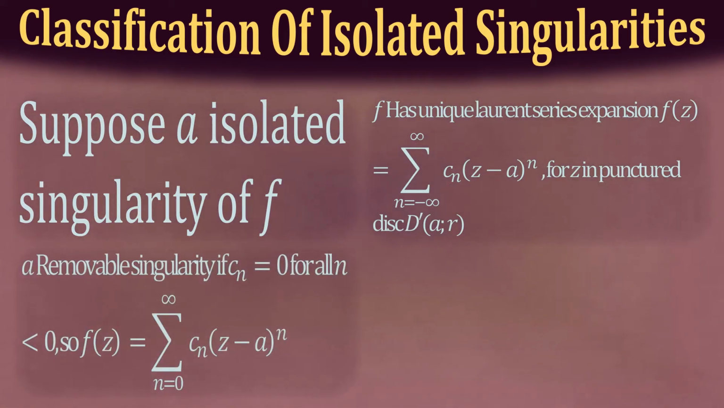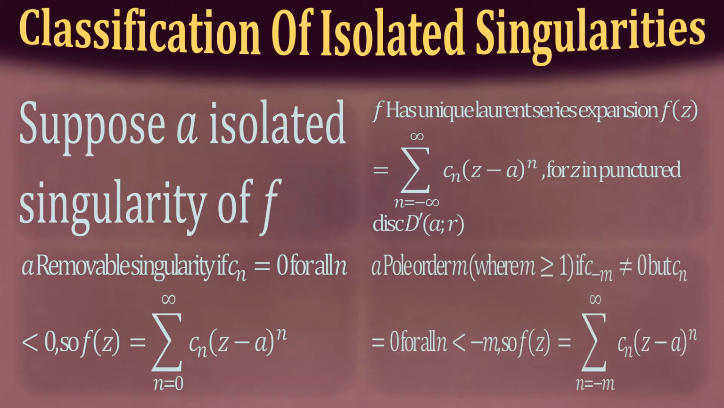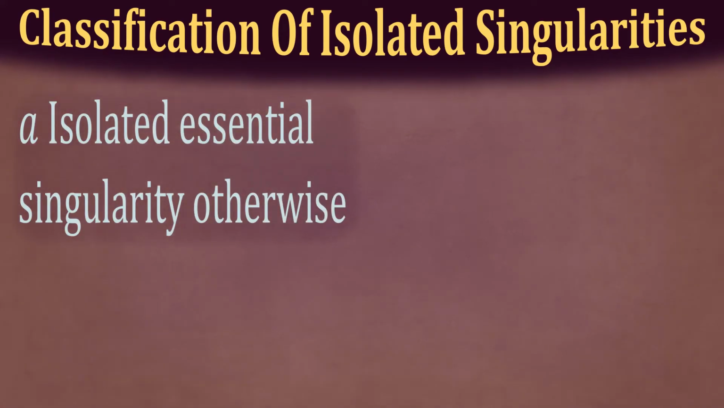The point a is called a removable singularity if C_n equals 0 for all n less than 0, so that f of z is equal to the series from n equals 0 to infinity of C_n times z minus a to the n. The point a is a pole of order m, where m is greater than or equal to 1, if C_{-m} is not equal to 0, but C_n equals 0 for all n less than minus m, so that f of z is equal to the series from n equals minus m to infinity of C_n times z minus a to the n. The point a is an isolated essential singularity otherwise.